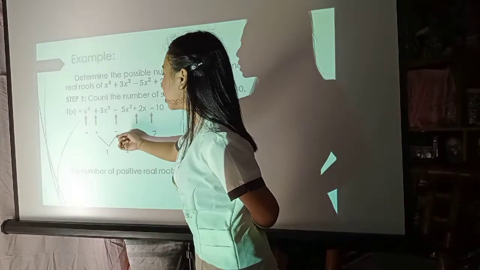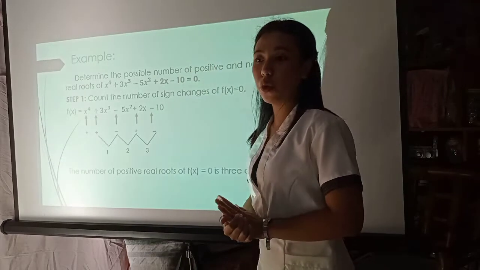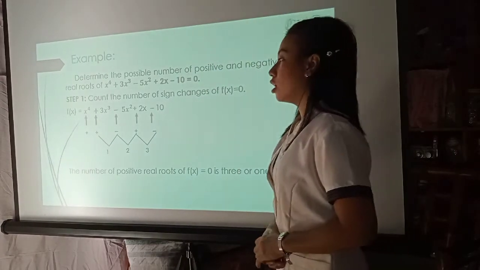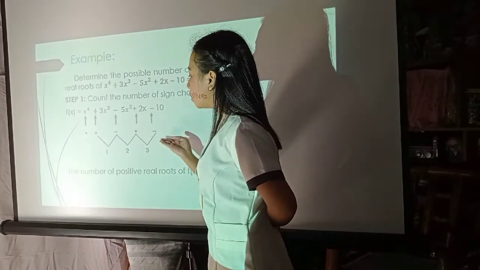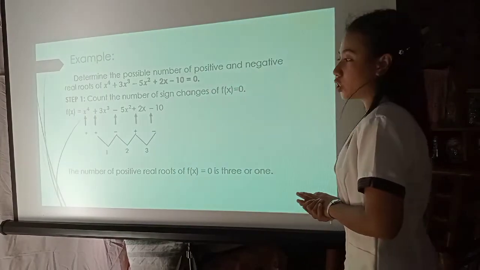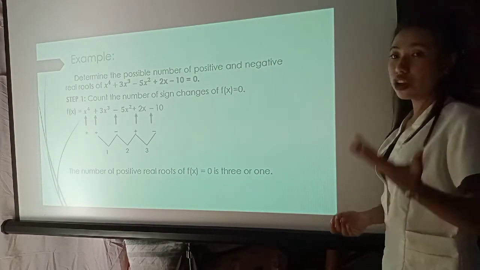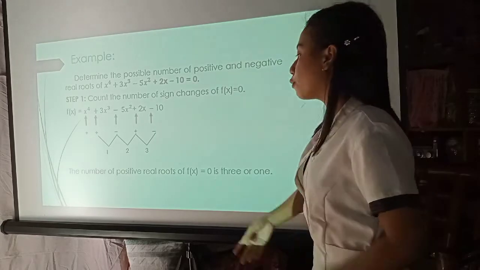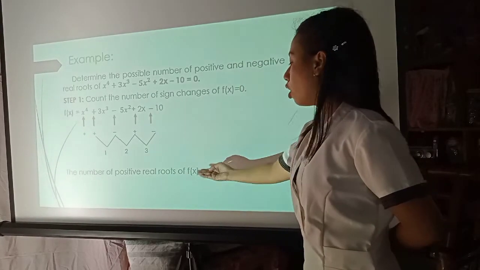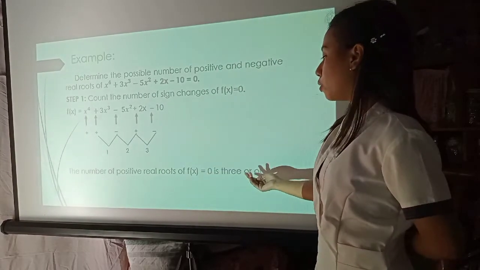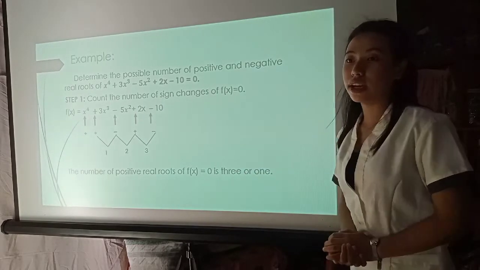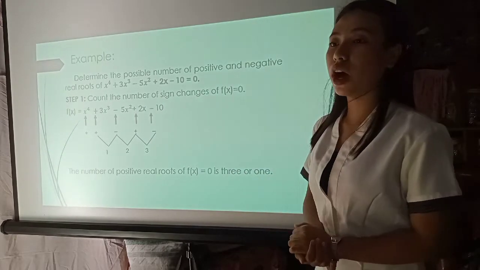And from negative to positive, another one sign change. Then, from positive to negative, another one sign change. Therefore, the number of positive real roots of f of x equals 0 is 3 or 1. Why 1? Saan nakuha yung 1?